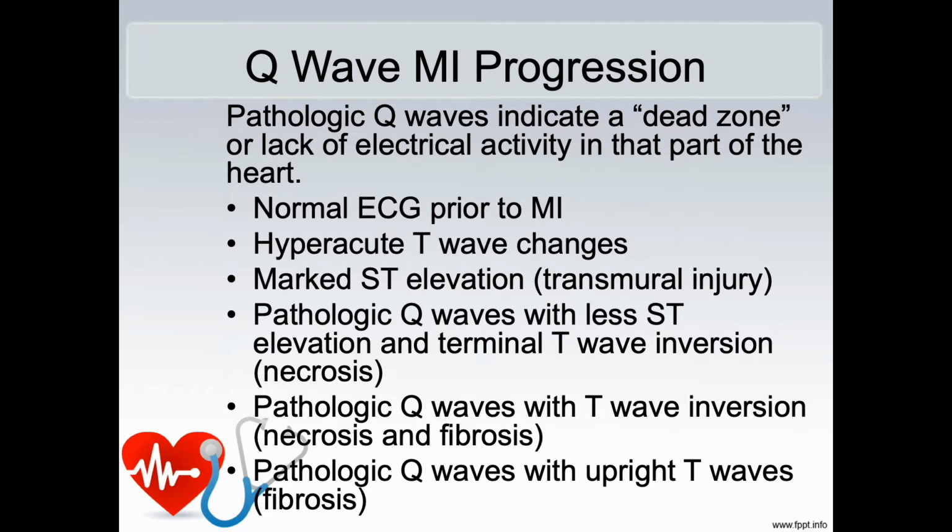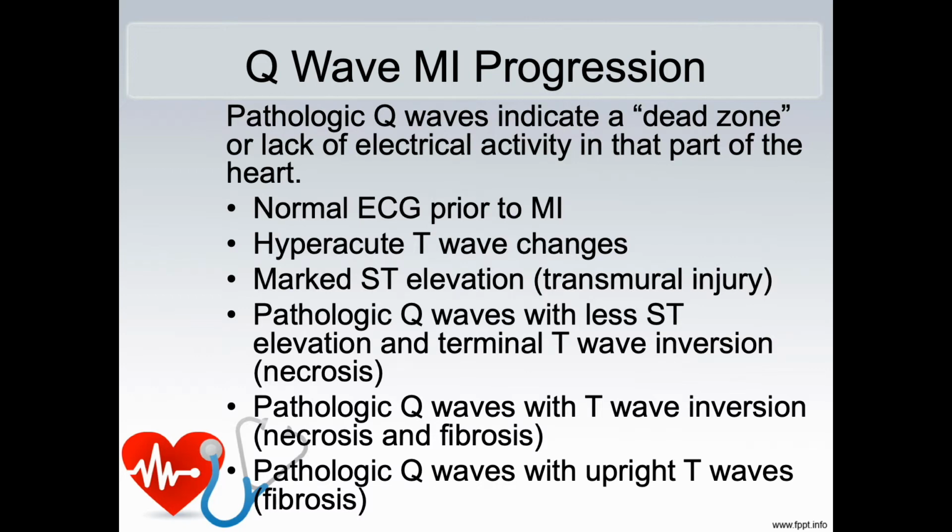So the Q waves progress depending on the age of the MI. There's a normal ECG prior to the MI, then there are the hyperacute T wave changes, then the marked ST elevation that occurs with transmural injury. Pathologic Q waves with less ST elevation and terminal T wave inversion begin to occur during necrosis. Pathologic Q waves with T wave inversion occur with necrosis and fibrosis. And then lastly, pathologic Q waves are seen with upright T waves when scar tissue exists, that is, fibrosis of the myocardium.